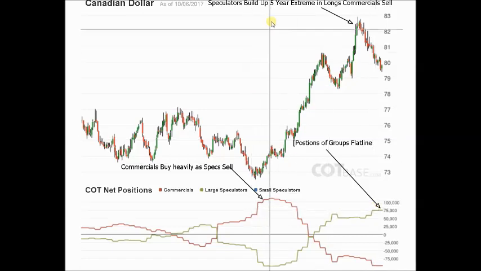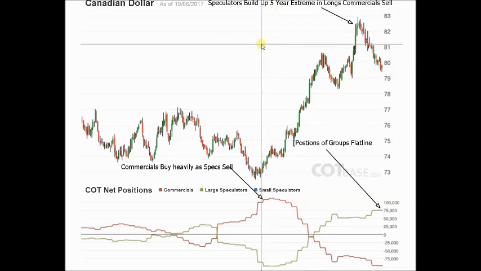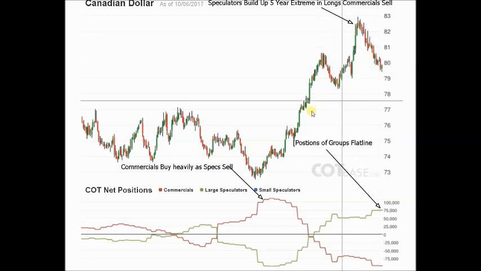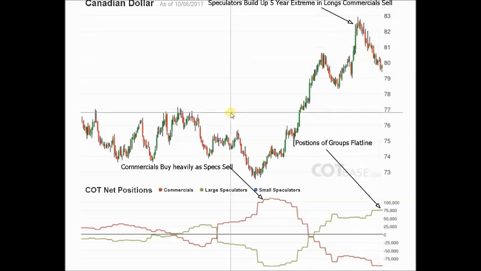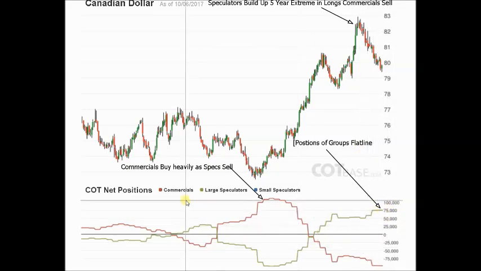They're at a 5-year extreme in terms of their longs. Actually, the commercials are at a 5-year extreme in terms of their shorts. And prices have come down a few hundred pips. However, there's more downside to come in our view. If we look at the positions of the groups this week, they flatline, okay? So basically, you've got no real change. The speculators still want to hang on to their longs, and the commercials are not moving their shorts. And this, for us, points to a continuation of the USDCAD moving to the upside.